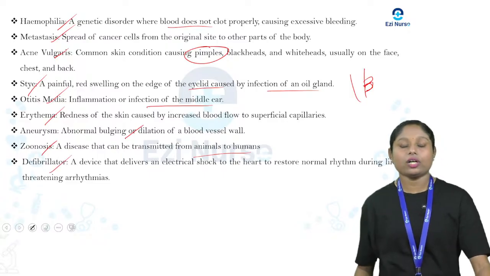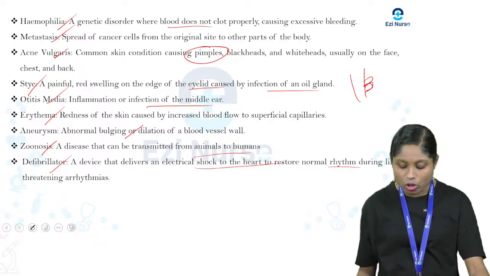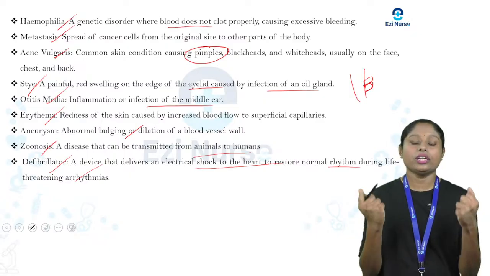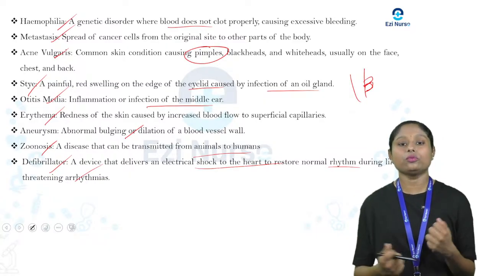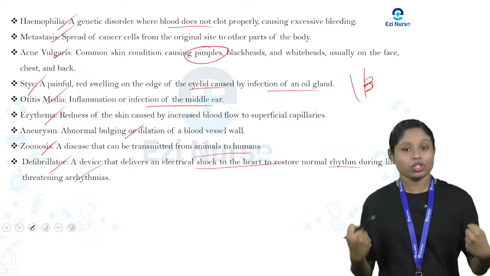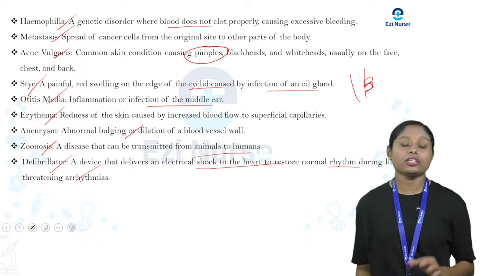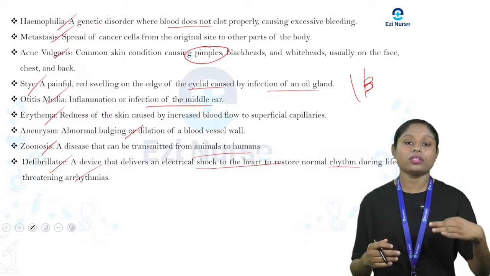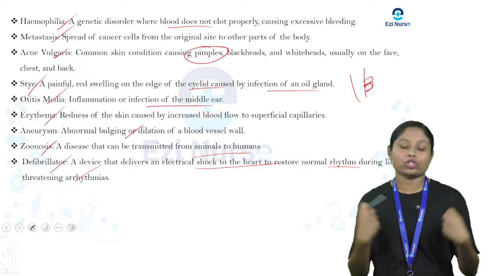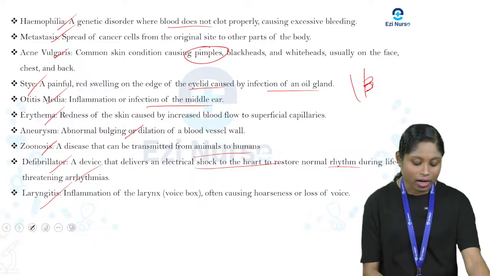Defibrillator. What is a defibrillator? A device that delivers an electric shock to the heart to restore normal rhythm during a life-threatening arrhythmia. So we will use defibrillators. You can see that in the movie Raja Rani, where Nasriya gets a defibrillator shock. That is what is called a defibrillator, a device delivering it. If a person is having abnormal breathing or abnormal heart rate, then what will we give? We will give direct shocks using a defibrillator. So that's an equipment.